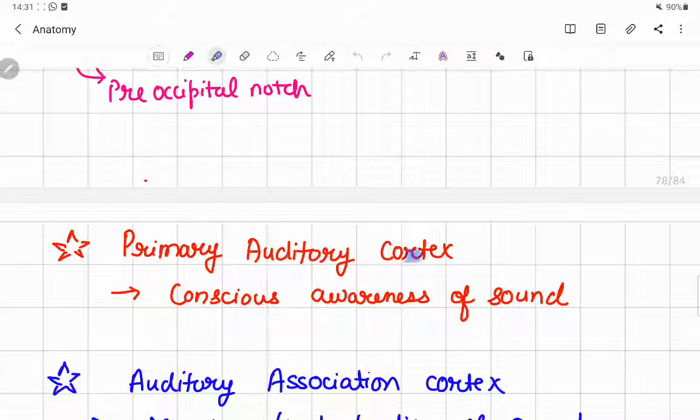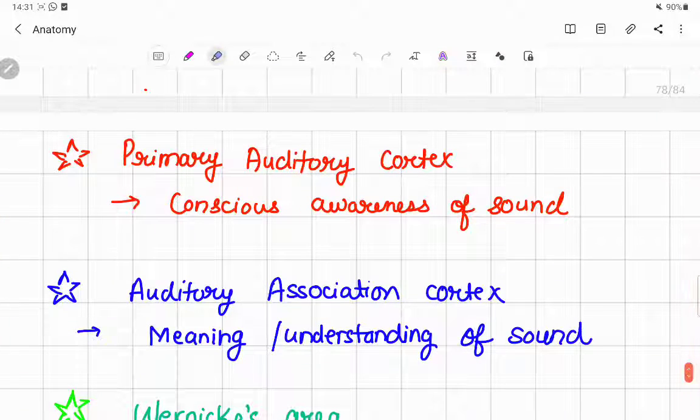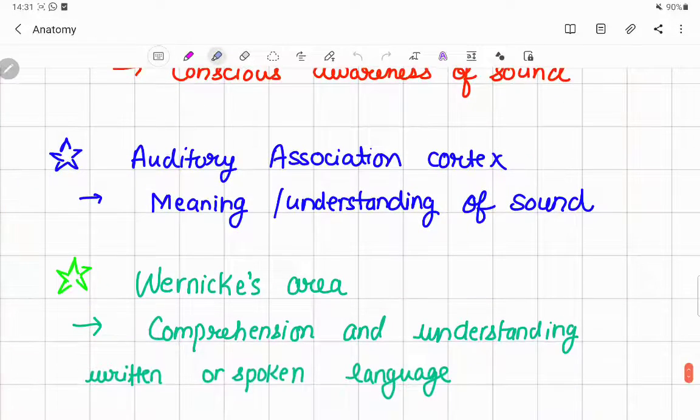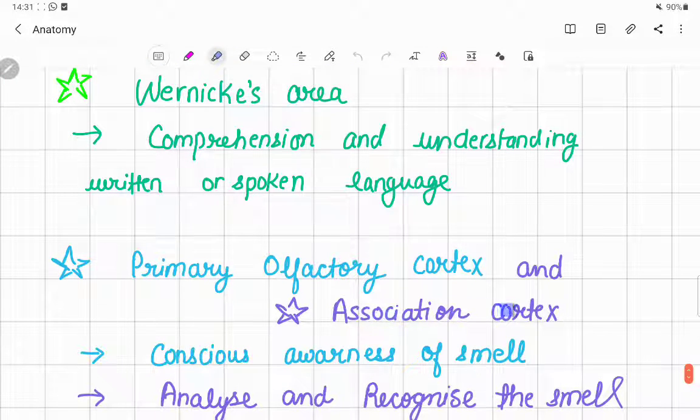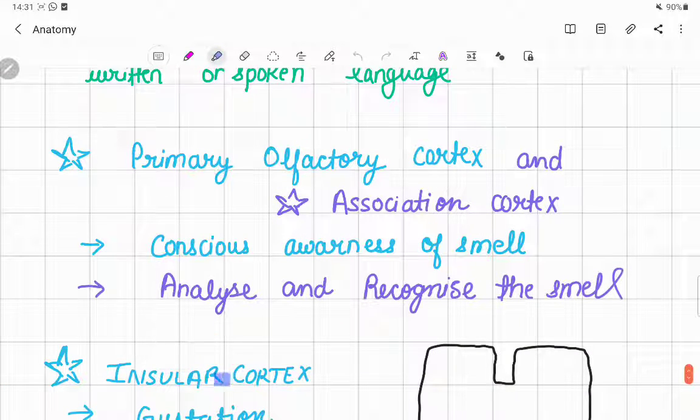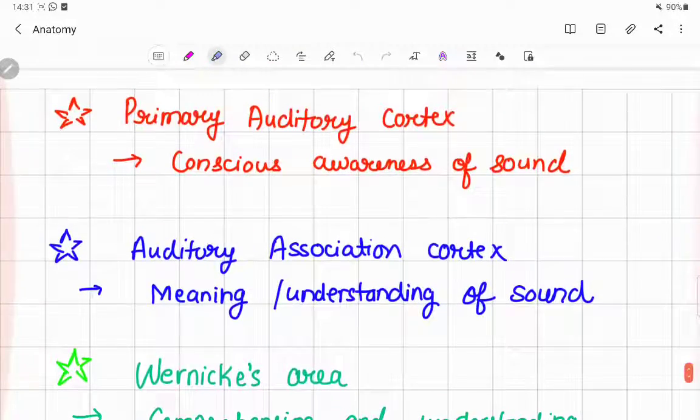Now let us see the parts, the different regions of the temporal lobe. The first is the primary auditory cortex, the second is the auditory association cortex, and the third is the Wernicke's areas. And we also have some deep medially located structures, which are the primary olfactory cortex and the association cortex related to olfaction. And the last area which we have to see is the insular cortex, which can also be considered as a separate lobe in the skull.